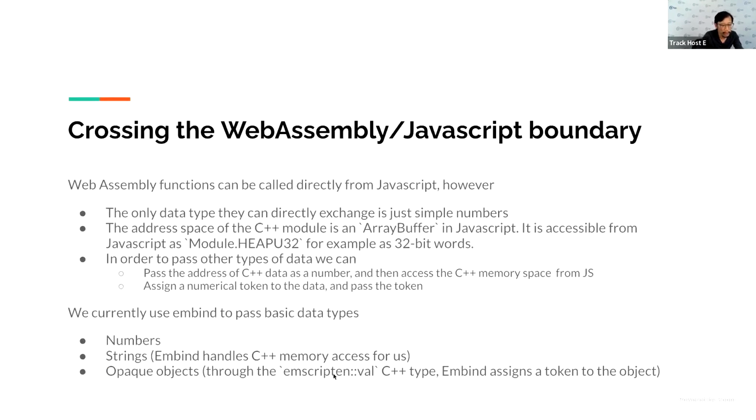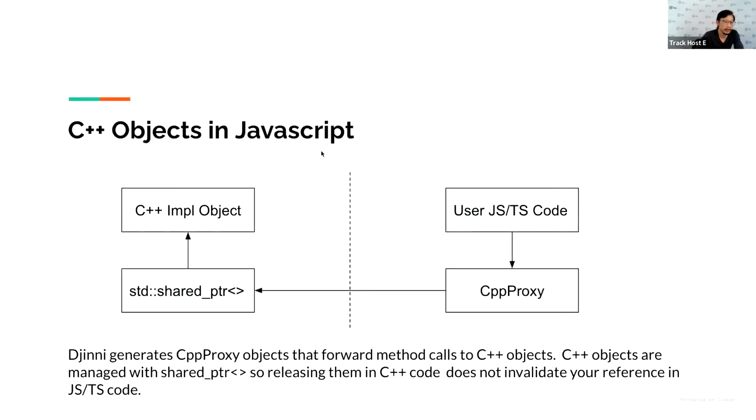When it maps to C++, it becomes a val type. embind assigns a token to that object, so it will perform a lookup in the JavaScript world and find the right object. C++ objects in JavaScript are implemented roughly like this diagram shows. The JavaScript will hold a C++ proxy object that's generated from Genie, and that C++ proxy object will call the C++ object for us. On the C++ side, the implementation object is held by a shared pointer. So you can have multiple references in C++, and releasing all the references in C++ still will not cause the object to be destroyed because it still has an owner, the C++ proxy in the JavaScript land.